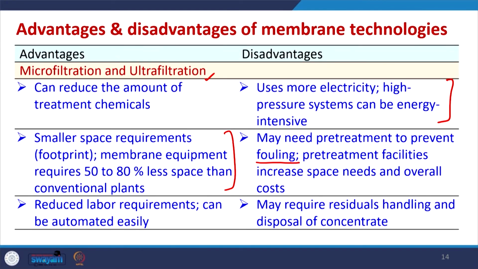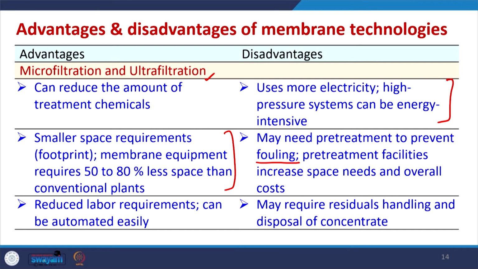Then pre-treatment facilities increase the space required. So, we have to cross check whether we are actually saving on space or not, and similarly the overall cost will also increase, because we will require pre-treatment and additional space for the pre-treatment as well. Now, in microfiltration and ultrafiltration, the labor requirements are much lower, and these systems can be automated very easily.